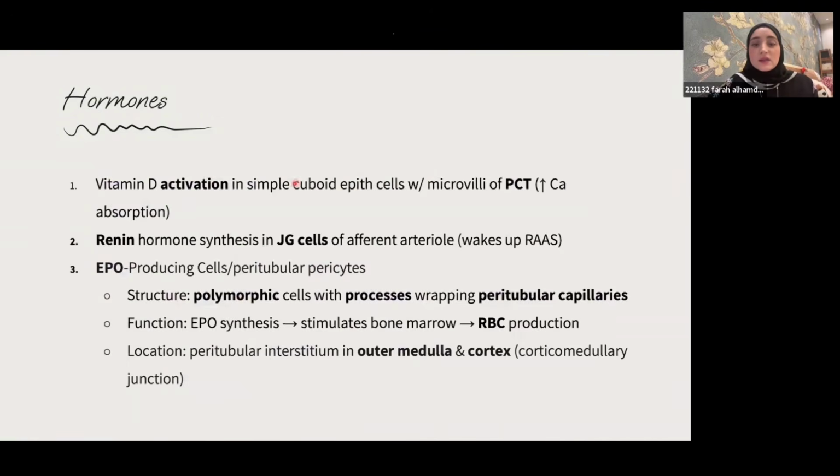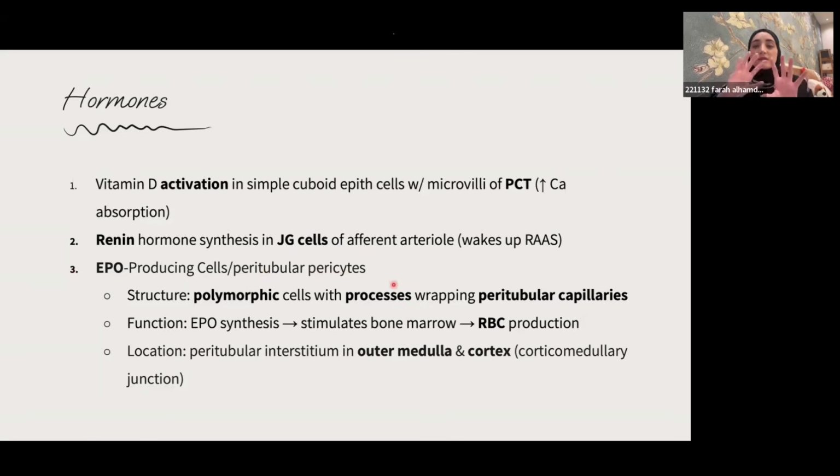Vitamin D activation occurs in simple cuboidal cells of the proximal tubules. Vitamin D, what does it help with? It helps with calcium absorption. Then we have renin hormone synthesis in the juxtaglomerular cells. Then we have erythropoietin producing cells, or the peritubular cells.